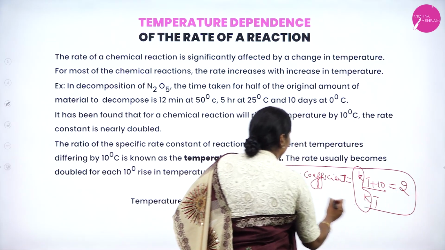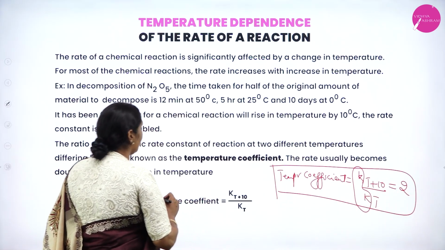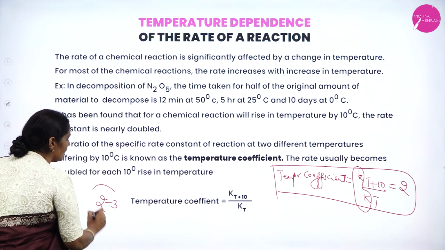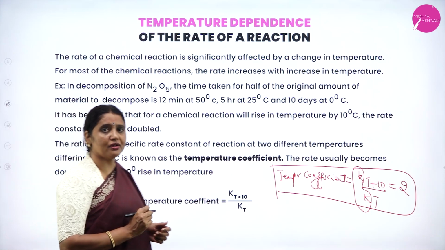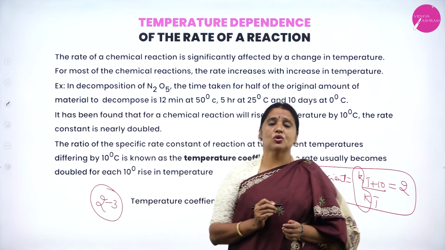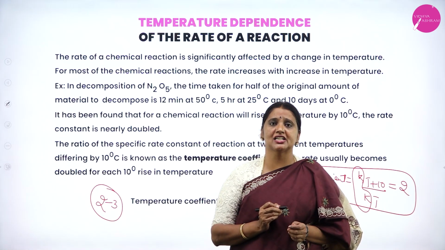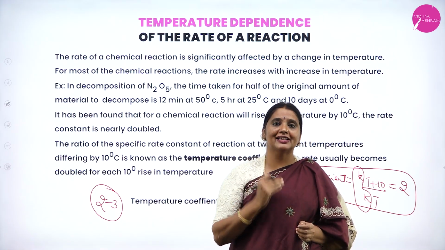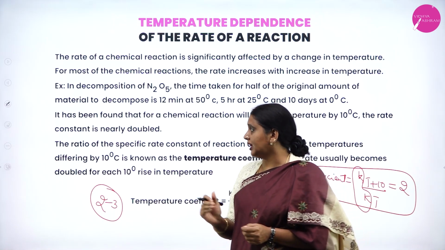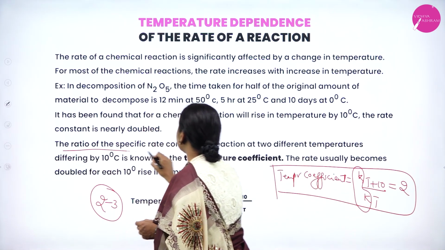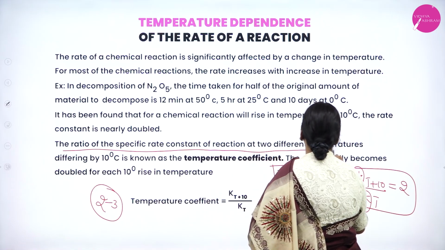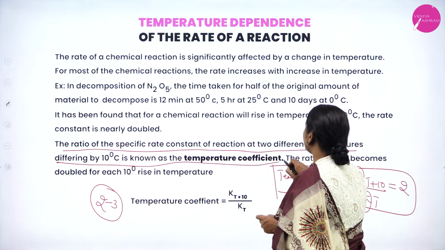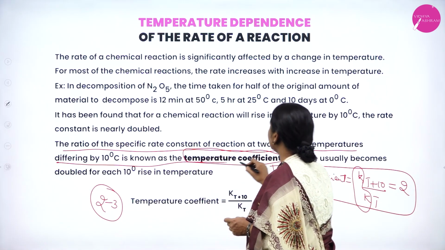Therefore, for most of the reactions, the temperature coefficient value is 2, and sometimes it lies between 2 to 3. So what's the value of temperature coefficient for most of the reactions? It lies between 2 to 3, exactly it is 2. So the ratio of the specific rate constant of a reaction at two different temperatures differing by 10 degrees centigrade is known as temperature coefficient.